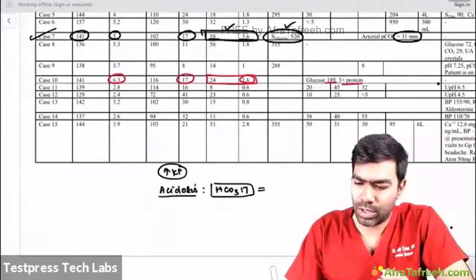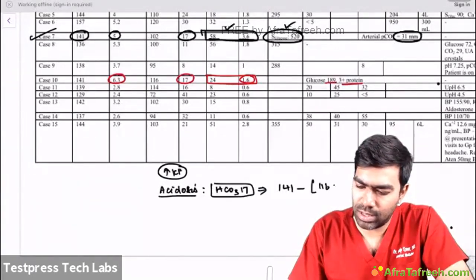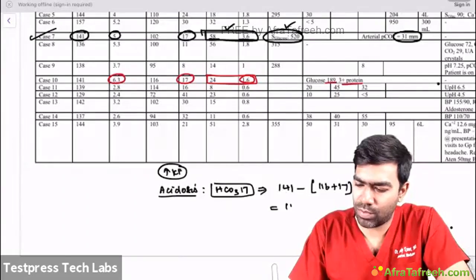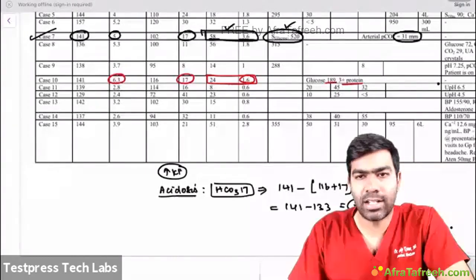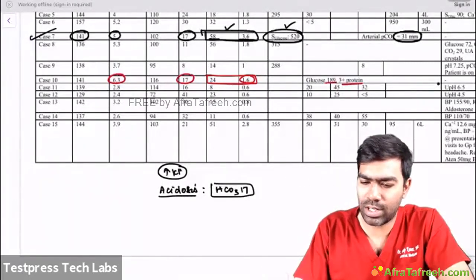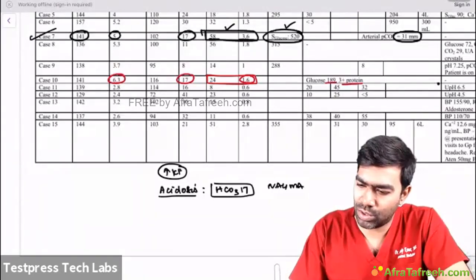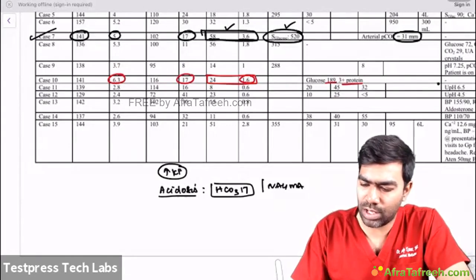This is a NAGMA. So here, if you find out the anion gap, it is 141 minus (116 plus 17), which is equal to 141 minus 133, which is equal to 8. 8 is the anion gap. So this patient is actually having a normal anion gap metabolic acidosis. Surely they are having NAGMA. I don't think they have given any urinary values to assume further.